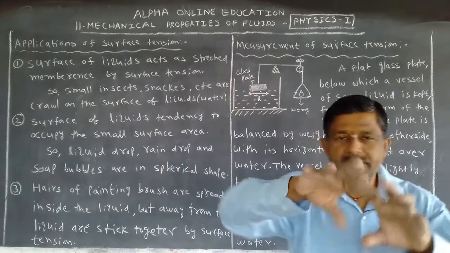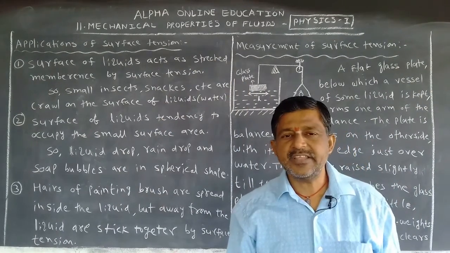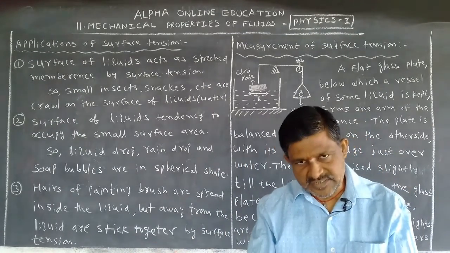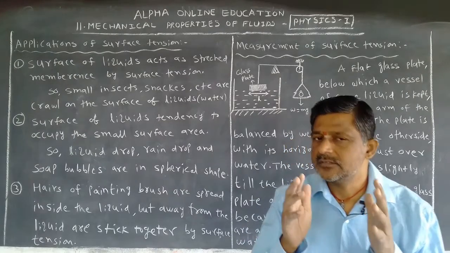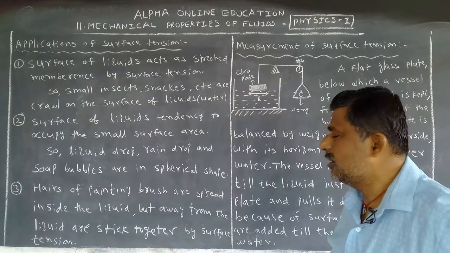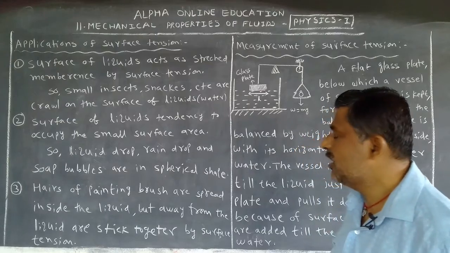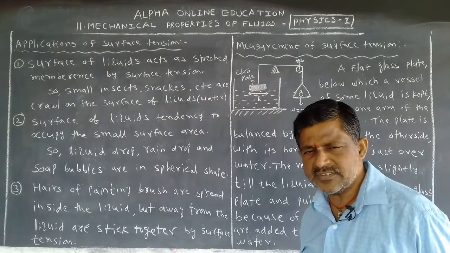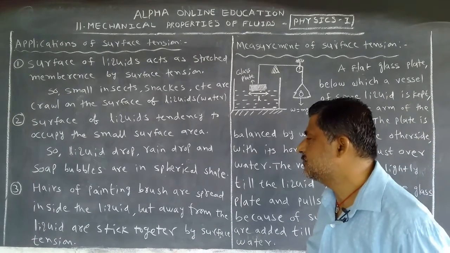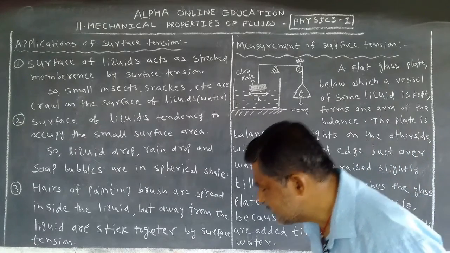Why is the liquid drop spherical? Why is the raindrop spherical? Why is the soap bubble spherical? The answer is surface tension. The surface of the liquid always tends to occupy a small surface area. Which shape has the smallest surface area? A sphere. That's why liquid drops, raindrops and soap bubbles are spherical.